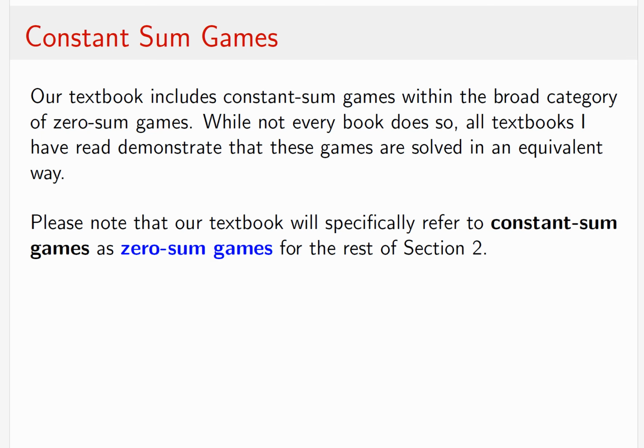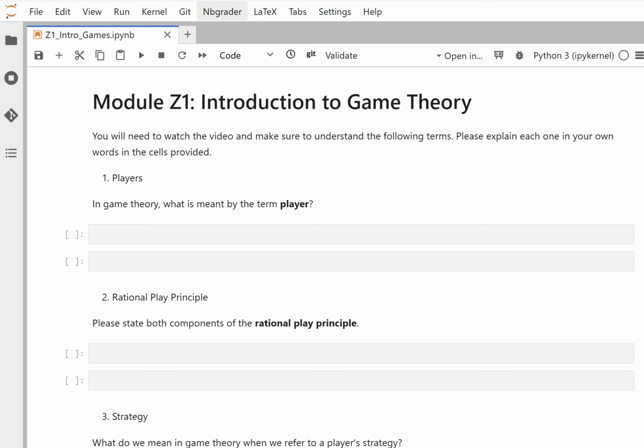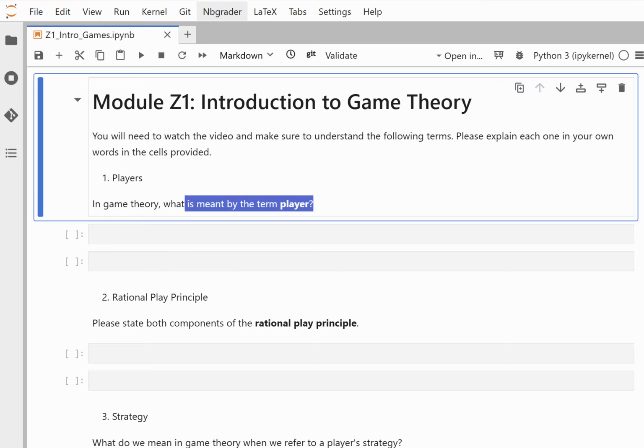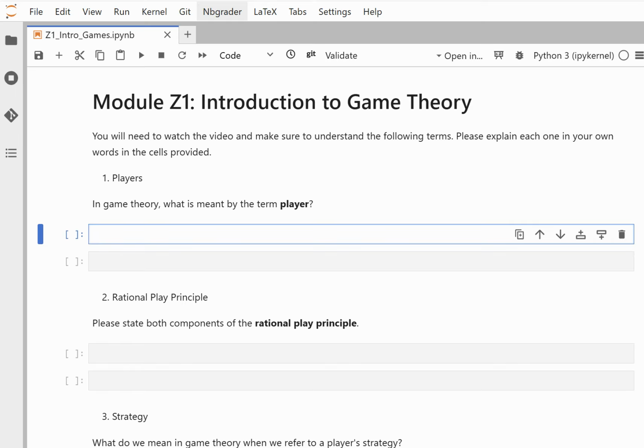Again, I do want you to do those activities that I pointed out, but let's glance at the accompanying notebook in our data hub. So what do I want to put here? Well, what is meant by the term player? And put this in your own words, but remember, the players aren't necessarily humans.